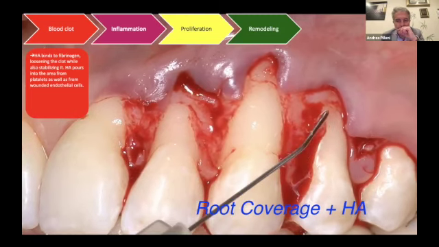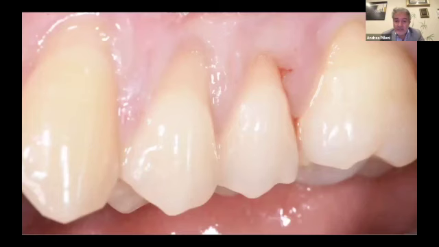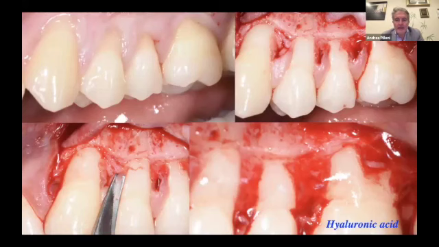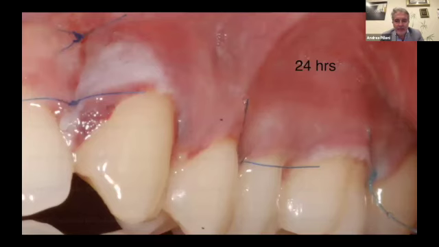We have looked at this also in multiple recession areas. This is another case, the application of HA over the root surface, and I'll talk to you very soon about the difference with other biomolecules. Then we wait for about 2 minutes, then we close with a passive flap, without tension.